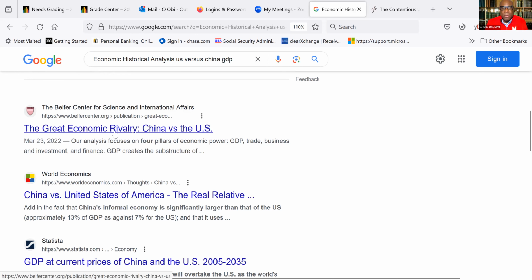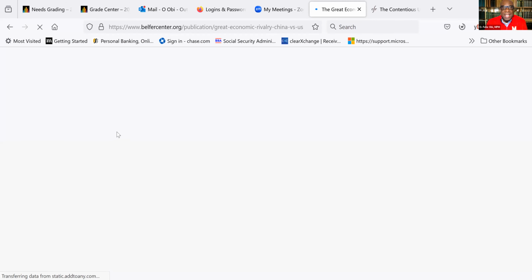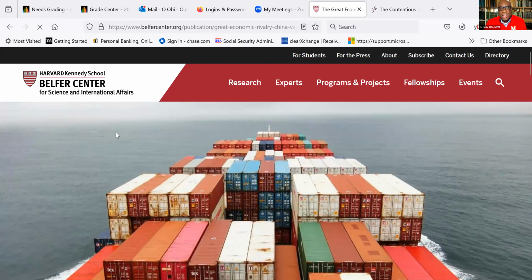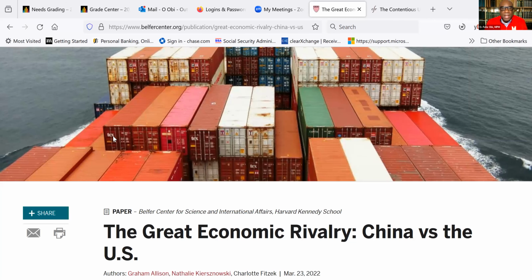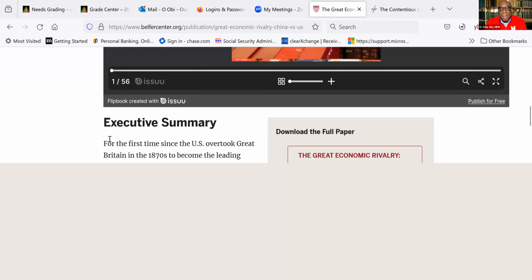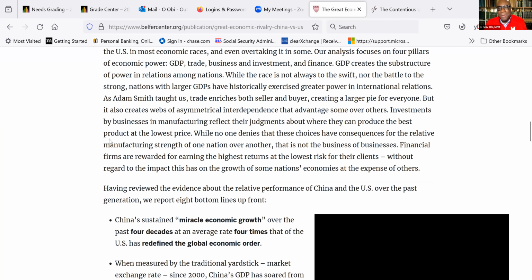Okay, the Great Economic Rivalry. This would be the perfect paper. You know, when this gets really challenging, this is from the Harvard Kennedy School, the Belfer Center. This would be the paper. You could actually read the executive summary and grab everything you need from this paper to see whether it makes your point or not.